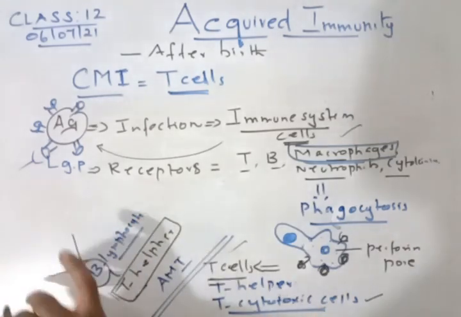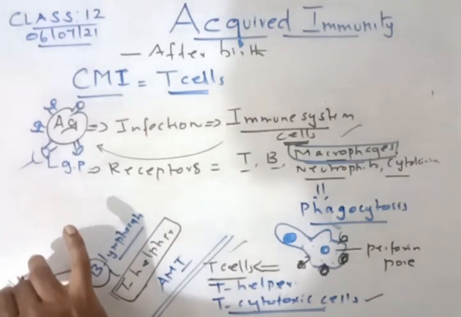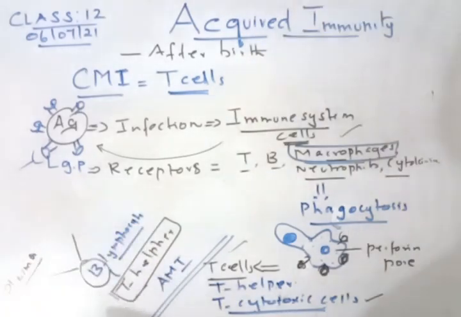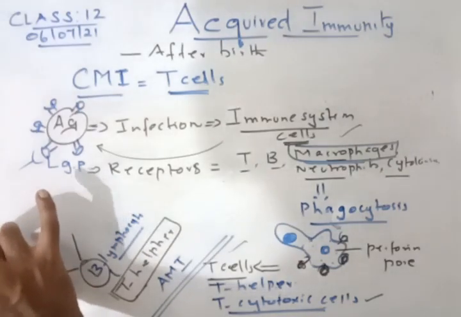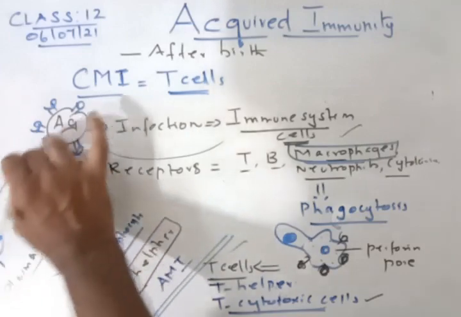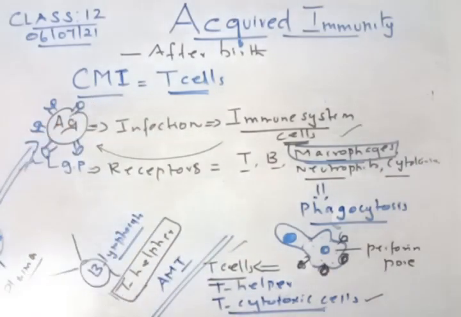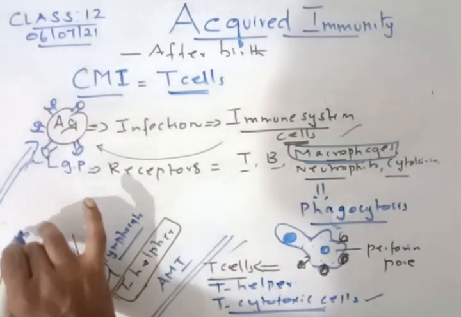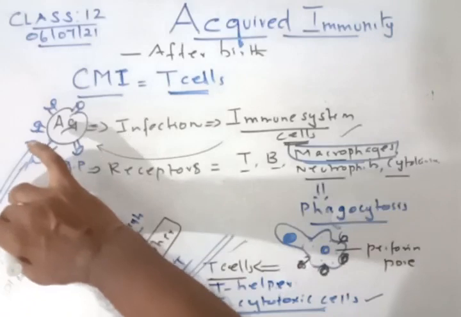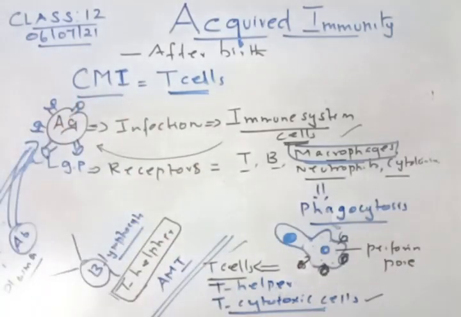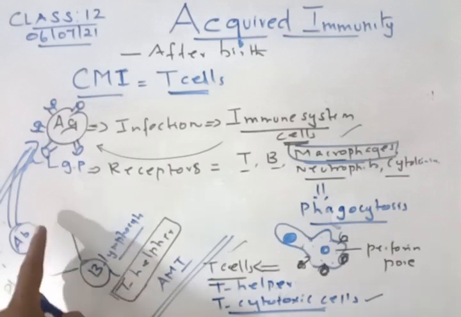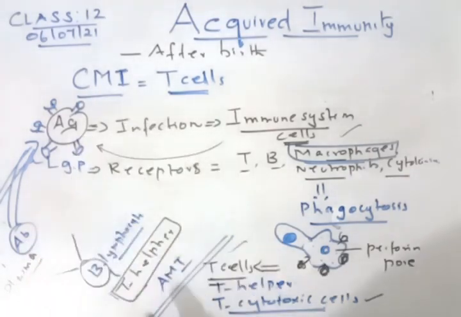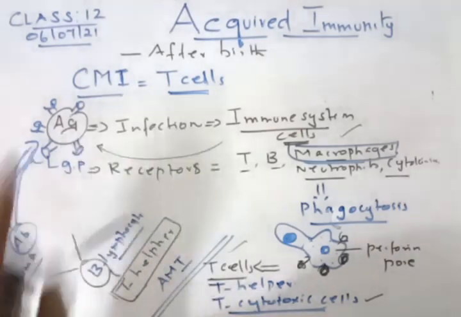The first cell is called the plasma cell. The plasma cell produces antibodies, and this antibody will recognize the antigen and destroy the antigen. So that is the role of the first activation of the B cells. That is why this is called AMI, antibody mediated immunity.